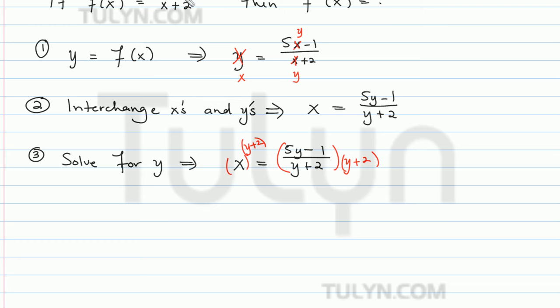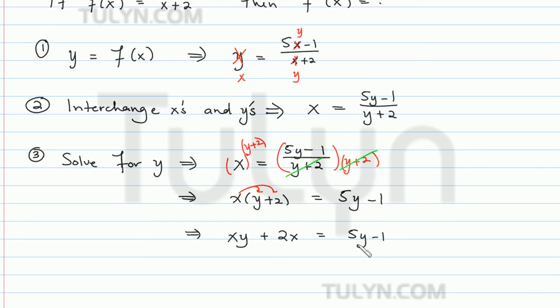Alright, so what we end up getting is x times y plus 2, and over on the right side of the equation, the y plus 2 cancels out, so we're just left with 5y minus 1. Now distributing this x in here, we end up getting xy plus 2x is equal to 5y minus 1. And now remember, we're solving for y.